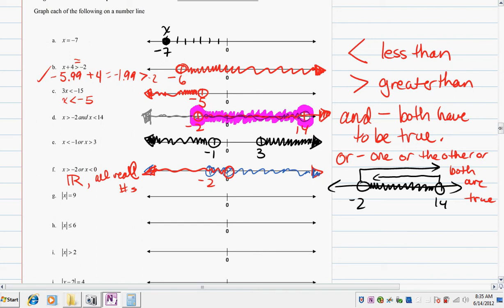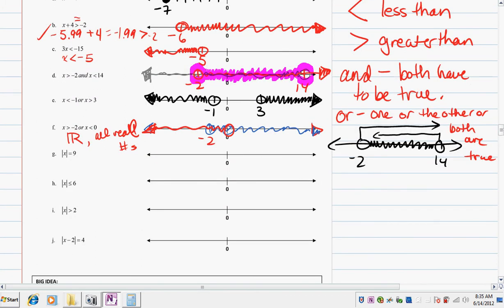So now we're going to start getting into absolute values. The distance I am away from 0 is 9, which means I'm either at +9 or at -9. So there are two possible answers for this. You need to indicate both of them.